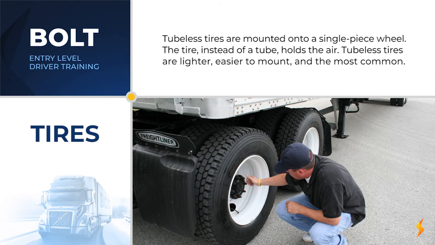Tubeless tires are mounted onto a single-piece wheel. The tire, instead of a tube, holds the air. Tubeless tires are lighter, easier to mount, and the most common.